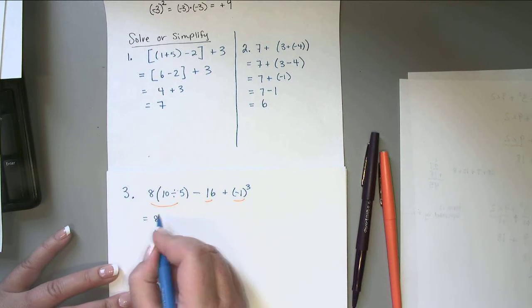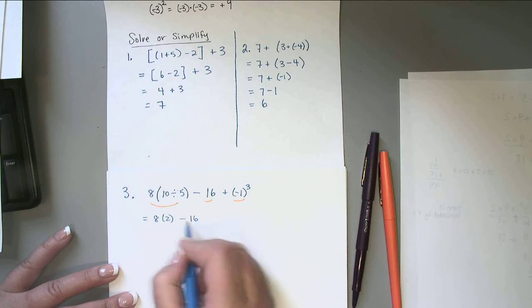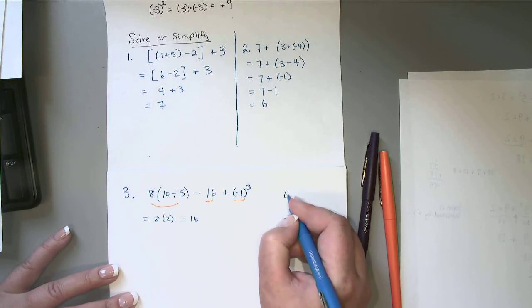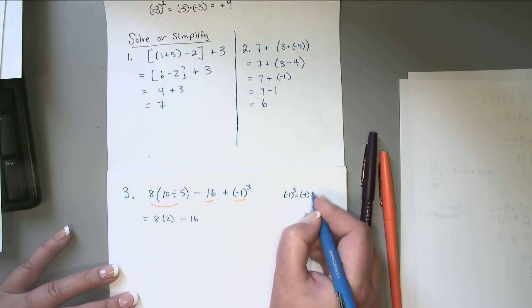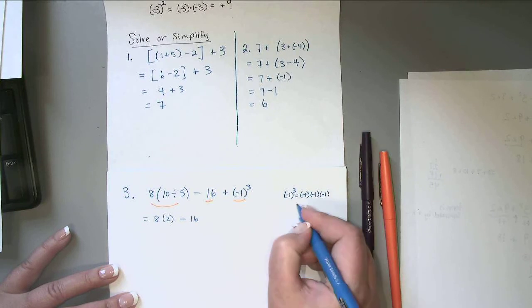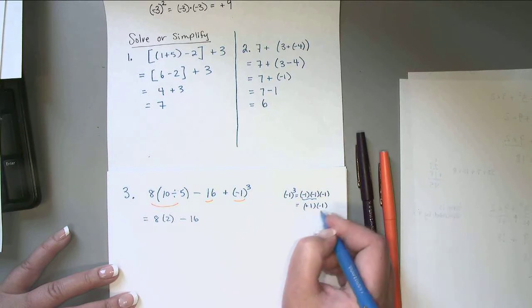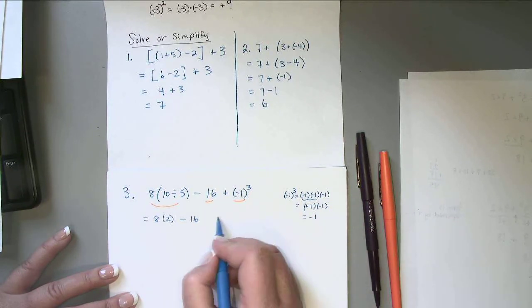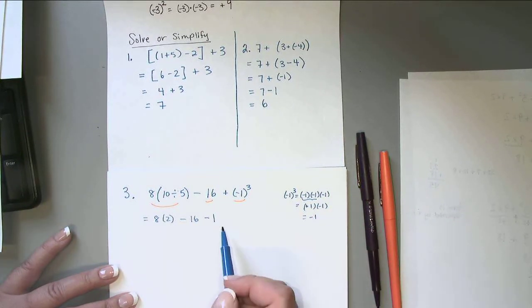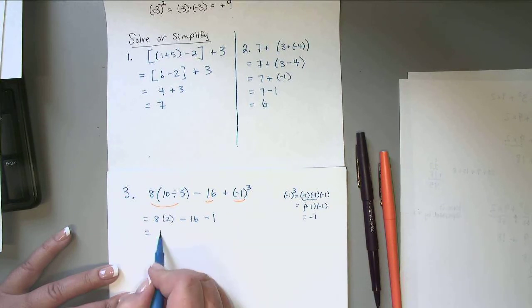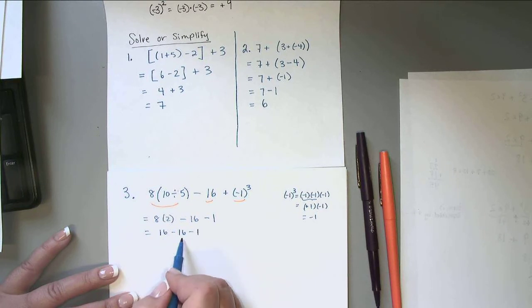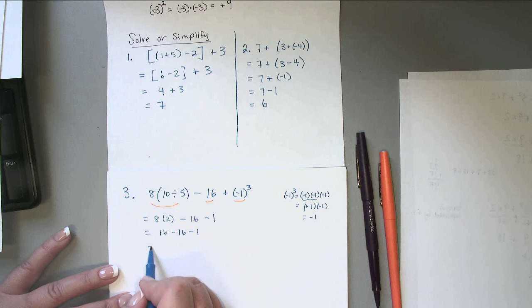So this is 8 inside the bracket. 10 divided by 5 is 2. 16 is already 16. Minus 1 cubed is minus 1 times minus 1 times minus 1. So this is positive 1 times minus 1, which is negative 1. 3 negatives is a negative. Eight times 2 is 16, minus 16, minus 1. You notice there's a positive 16 and a negative 16, so they would cancel out, and we would just have negative 1 left.